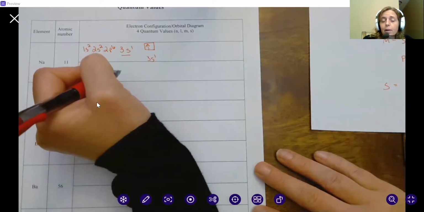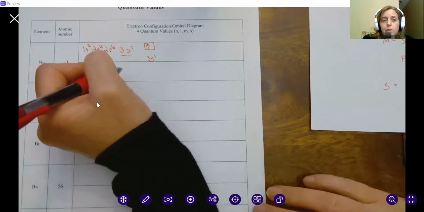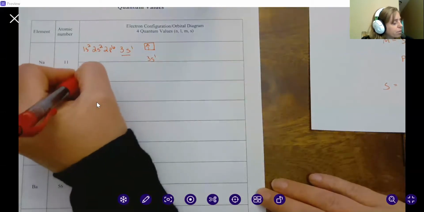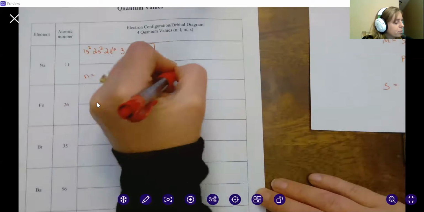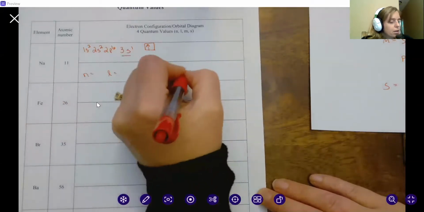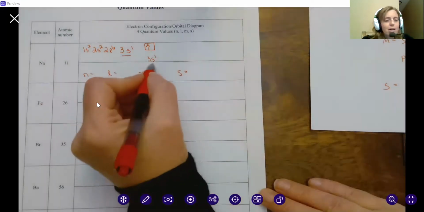How do I know that? Because remember, you always draw your up arrow first. Now down here, this is where I'm going to be looking at my 4 quantum numbers. So I'm going to write the 4 letters in there, and then each letter is going to be assigned a number. So where did I stop here?